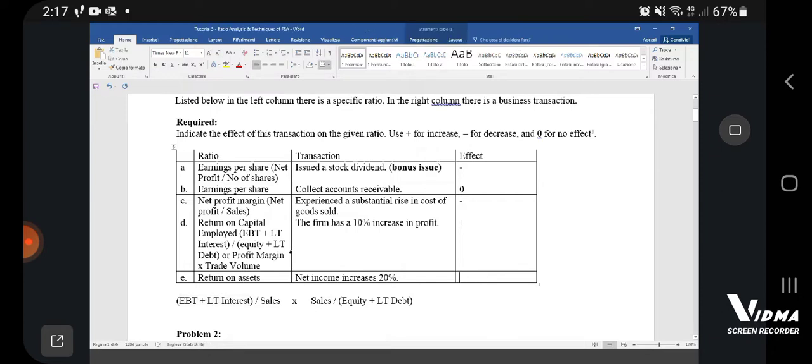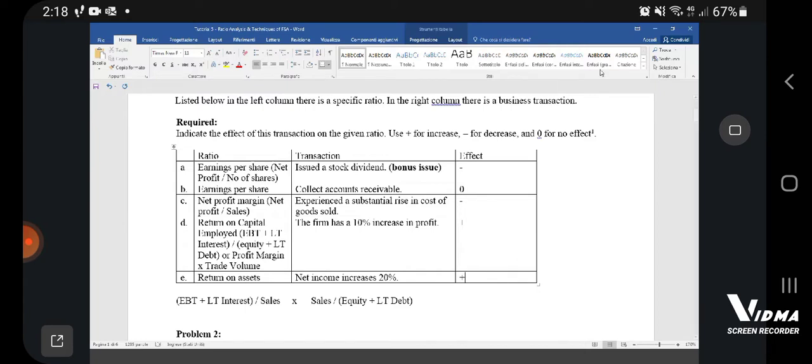Return on assets. Net income increases by 20%. Return on assets is the ROA. Usually it is the ratio between the operating profit, so EBIT, with the total assets. We have an increase in net income. Most probably this increase will derive from a similar increase in the EBIT itself. So if we increase the profits with no change to the total assets, the same ratio will also increase. So it's a plus sign over here. Okay? I hope that was clear.